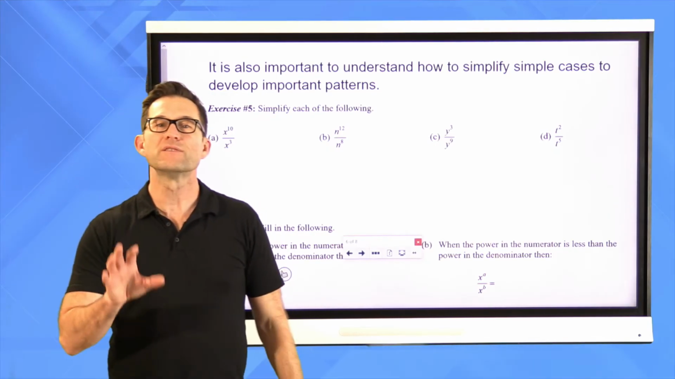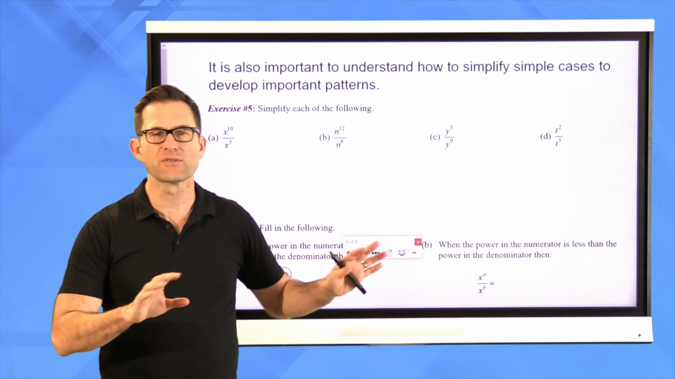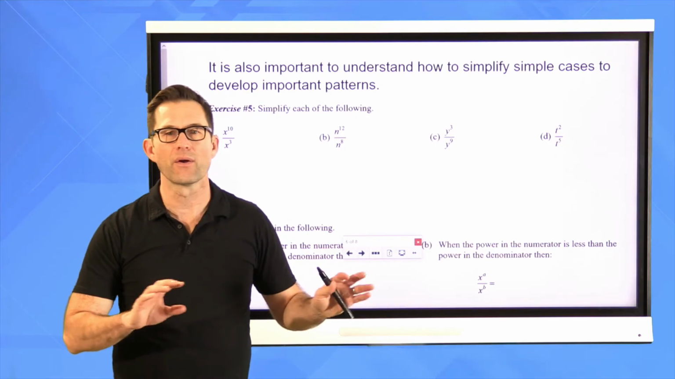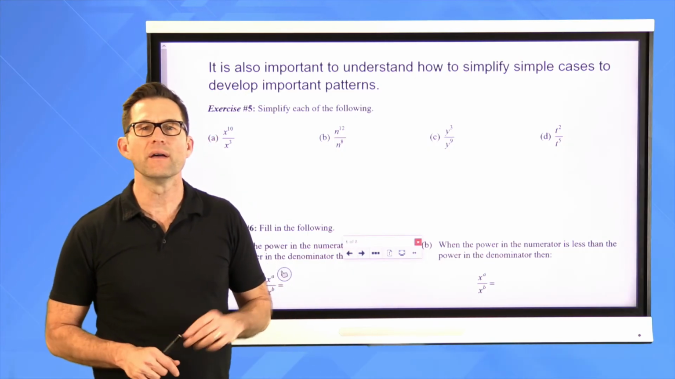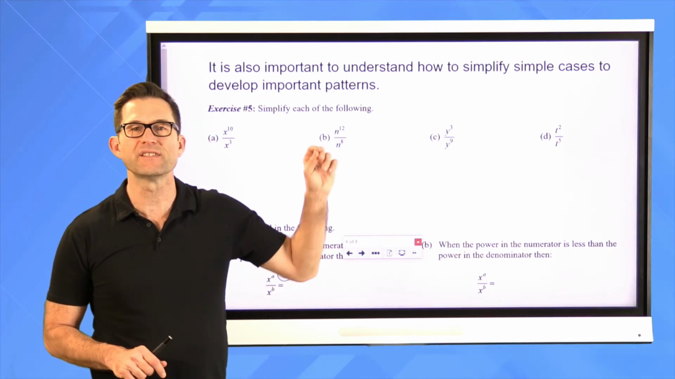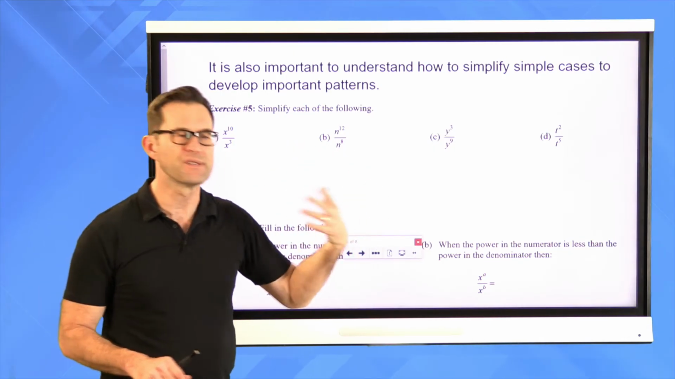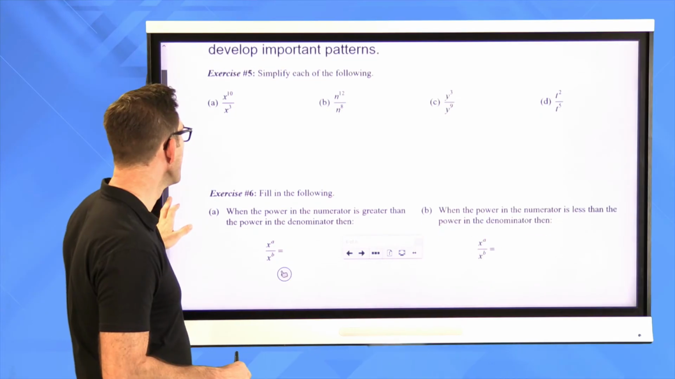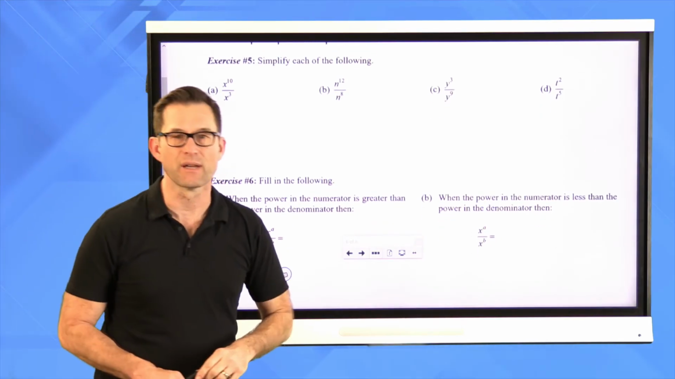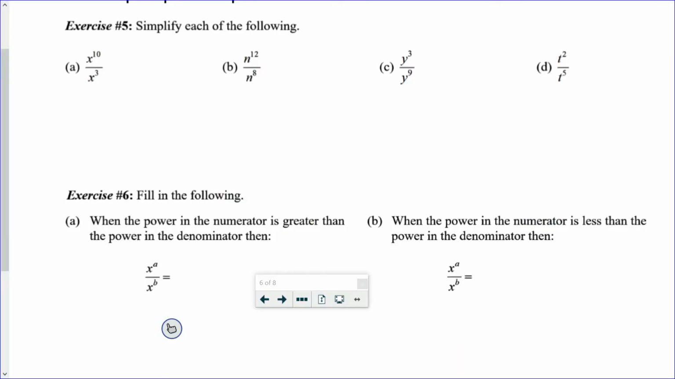Now, it's very important. In that exercise, we had numbers, we had variables, we had all sorts of stuff. It's really important to understand how to simplify simple cases to develop important patterns. We want to be able to do this a little bit faster than what we've been doing. So let's take a look at exercise number 5. Simplify each of the following.